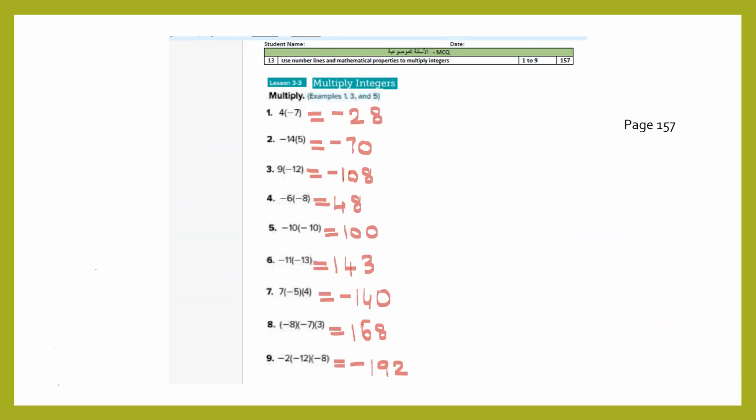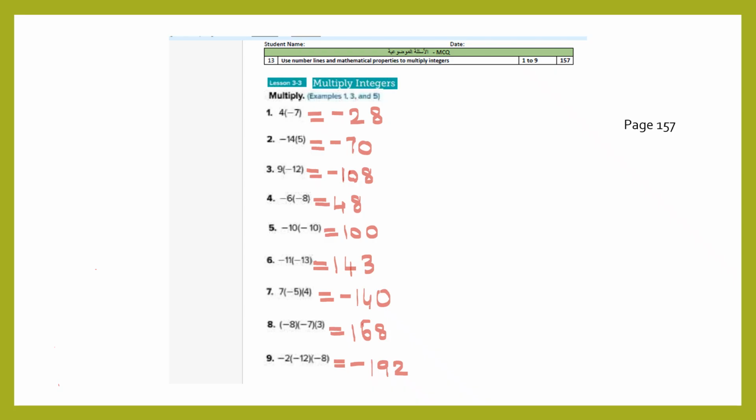This is multiplying integers. Multiplying integers means, as we did just now, same sign means the answer is positive, different sign means it is negative. So here 4 multiplied by negative 7 will be minus 28. Here minus 14 times 5, which means minus 70. This also is a positive number times a negative number. See here in question number 4, both are negative numbers, so the answer will be positive. 6 and 8 multiply to 48. So do all the others the same way.